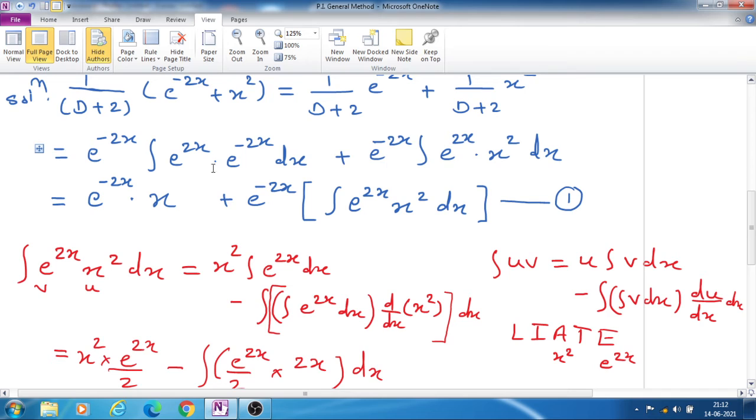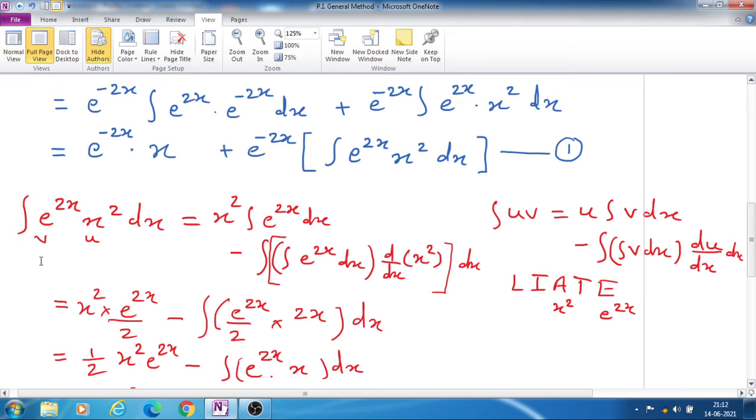Here only 1, so this is integral only dx. Therefore integral 1 dx means only x. Therefore e raised to minus 2x into x plus, now here is e raised to minus 2x into the integral. We have to find the value of this integration, e raised to 2x into x square. So we write here equation number 1 and we solve only this integral, e raised to 2x into x square.